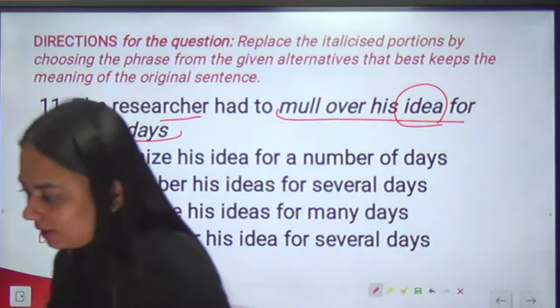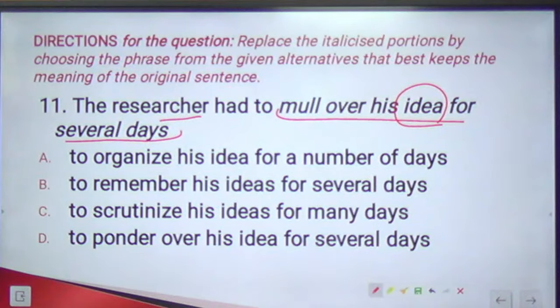Let's see who's going to answer this one. Okay, Dipanshi, you've already answered. Wonderful. Great. Yes, Shubham, what do you think? What should be the right answer to this one?